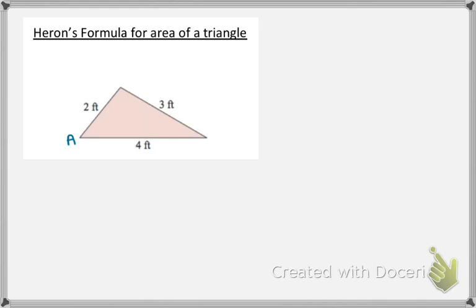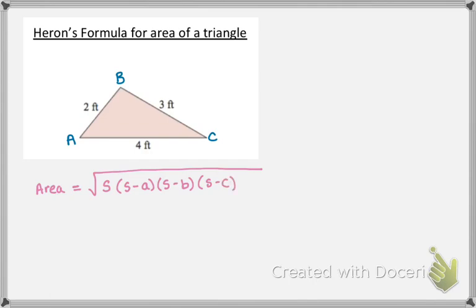I'm going to say, again, label this triangle ABC. Another way to find the area of a triangle when you're given 3 sides and it's an oblique triangle is using something called Heron's formula. And Heron's formula states that the area of a triangle can be calculated by the square root of S times the quantity S minus A, where A is the length of the side opposite angle A, times S minus B, where B is the length of the side opposite angle B, times S minus C, where C is the length of the side opposite angle C.